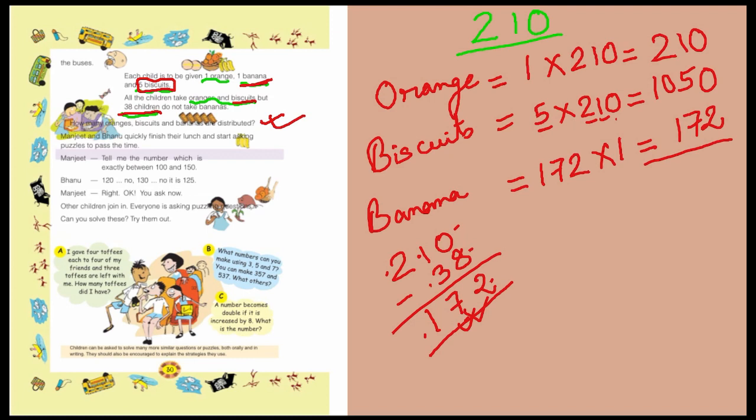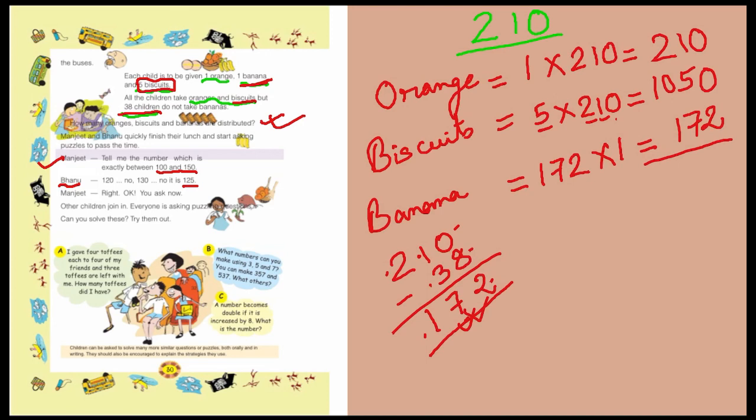Moving on. Now since the students were going in a bus, they had lots of time. So they were asking questions to one another. The first question was asked by Manjeet. He asked a number which is exactly between 100 and 150. And Bhanu gave the right answer. And the correct answer was 125.